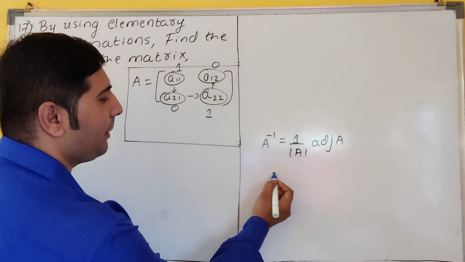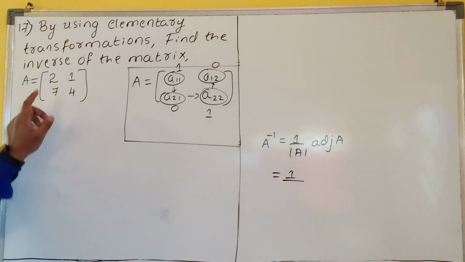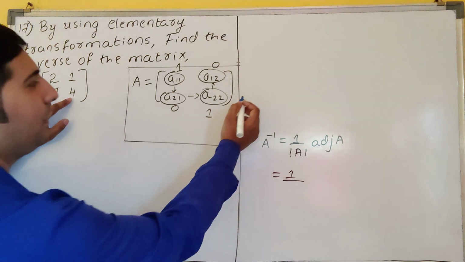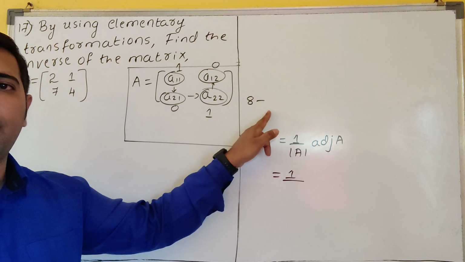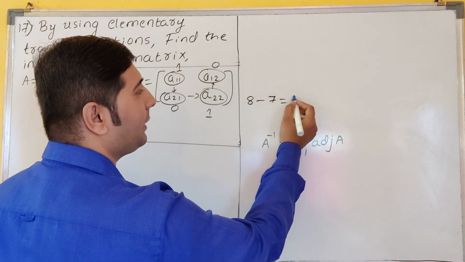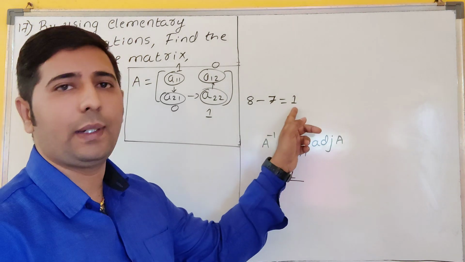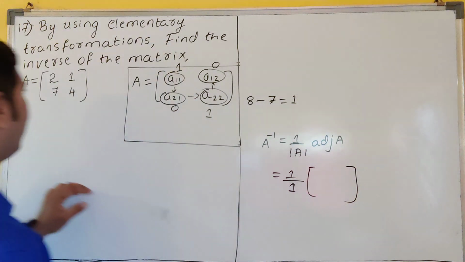So how to find determinant A, dear students? Determinant A is easy to find. Now see, 2 4s are 8. Before multiplying 7 and 1, you have to write minus here. So 7 1s are 7. 8 minus 7 is how much? 1. And this is your determinant A. So that is 1.